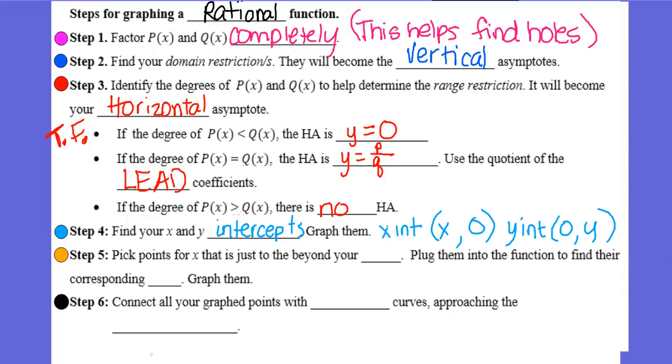Switching to my burnt orange color here. You're going to pick points for x that are just beyond your vertical asymptotes. This is just going to help us draw a reasonable graph. We plug them into the function to find their corresponding y's, and we graph them. And then step 6, we're going to connect all our graphed points with smooth curves approaching the asymptotes.